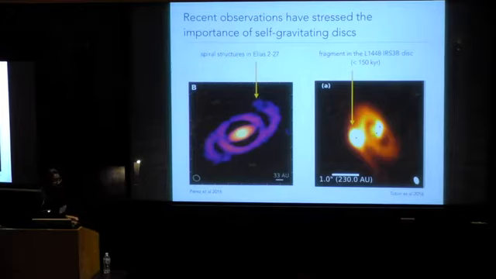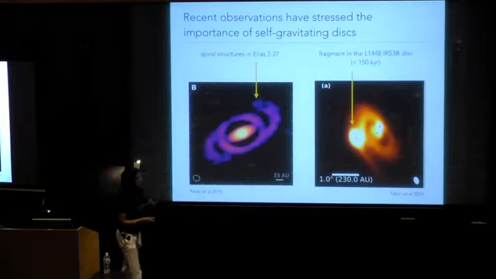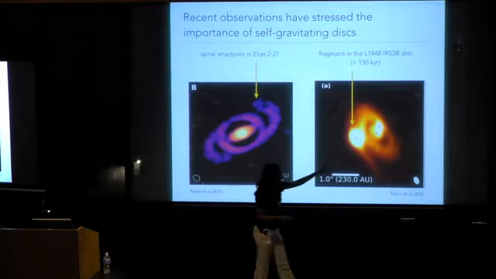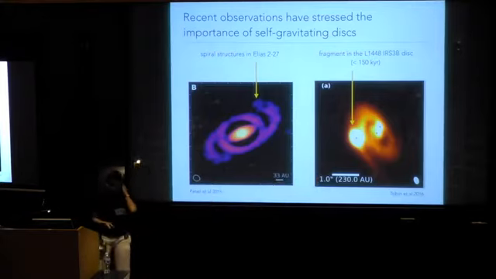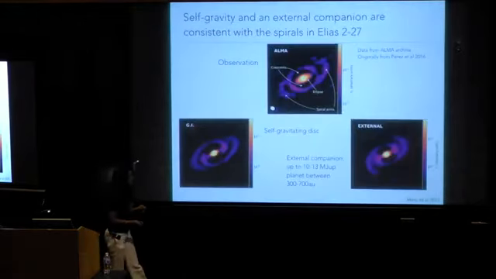We've seen these two images already, so I'll be talking more about the Elias disk here. Again, Kathy's already talked about this, this disk with a fragment that's formed just here. This is a stellar mass object that's formed by disk fragmentation, again motivating the idea that we need to think about young disks.